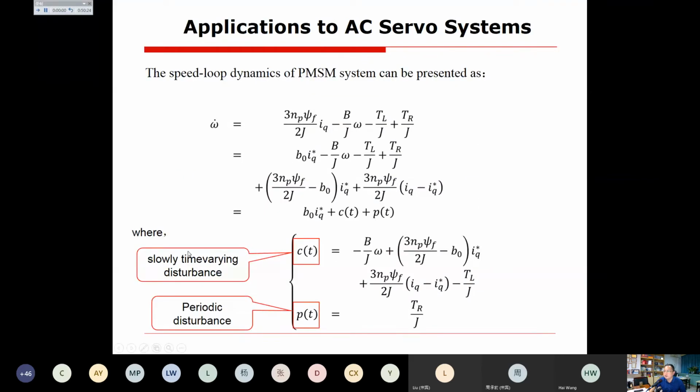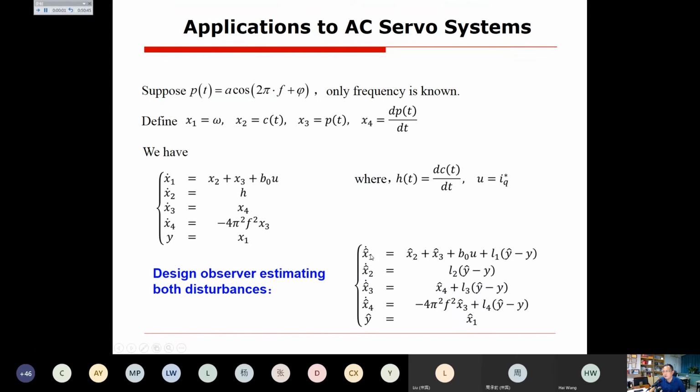Then we can divide the disturbance into slow time varying disturbance, where we use ESO or DOB to estimate. And for the periodic disturbance, we have a harmonic disturbance observer. Then we can have a composite disturbance observer to estimate both kinds of disturbance together. So we will have a fourth order disturbance observer. The last two are for the periodic part, where you should know the frequency of the disturbance, F. And the first two are for the slow time varying disturbance.